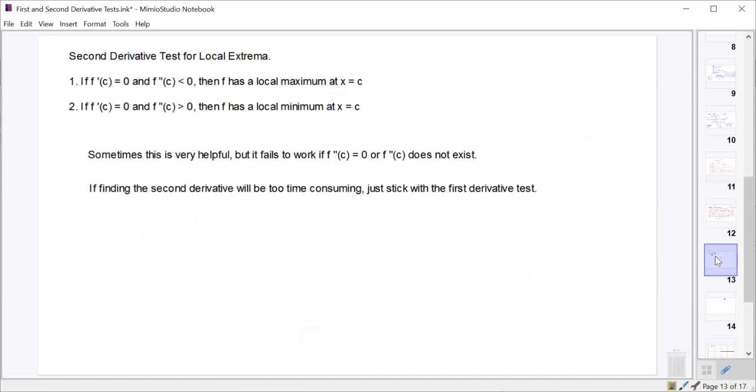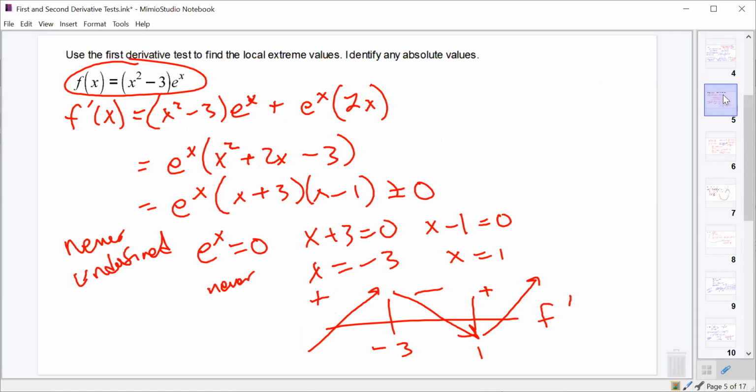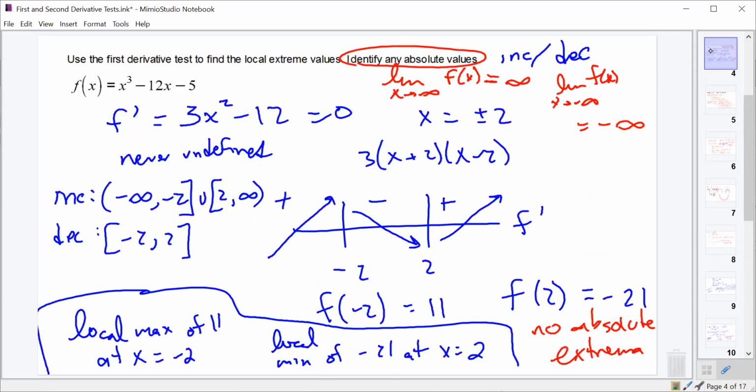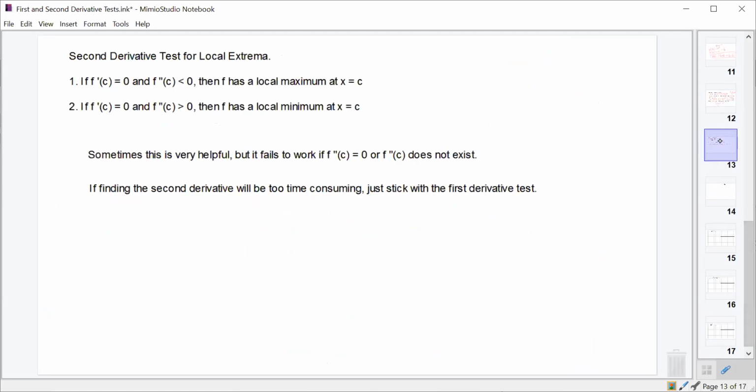So we have this other thing called the second derivative test for extrema. We went through and did our local maxes and our local mins way back somewhere. We made these nice little sign charts every time to show when it was increasing and decreasing, and whether it was a max or a min. And sometimes making that sign chart will be a bit of a pain.